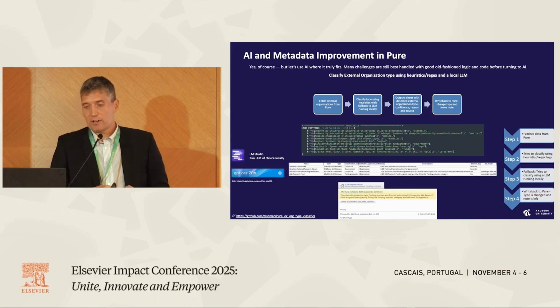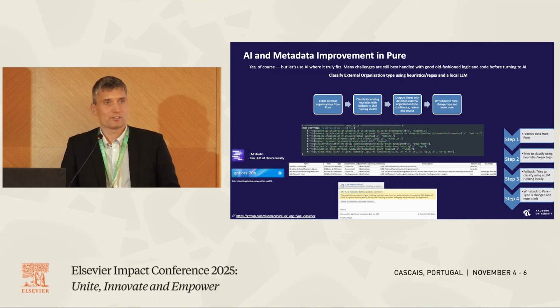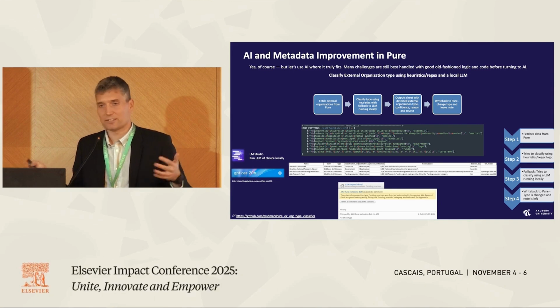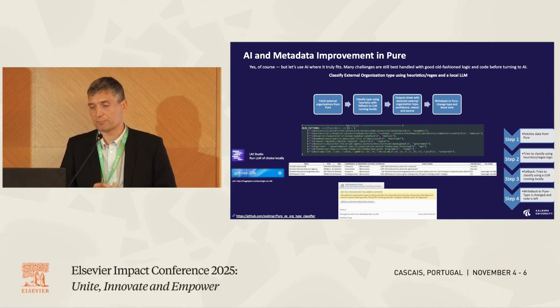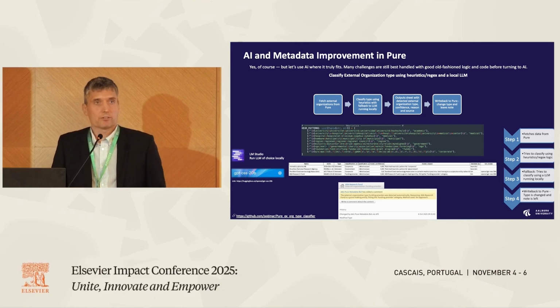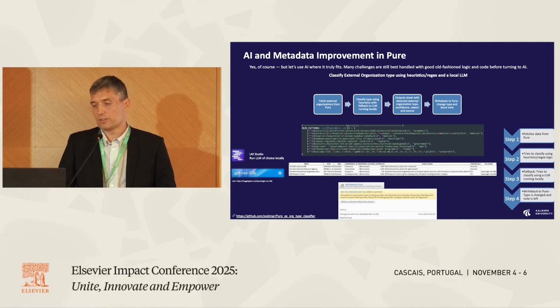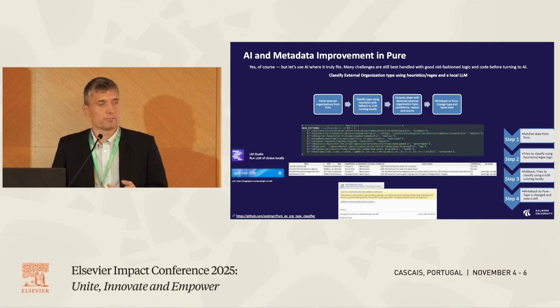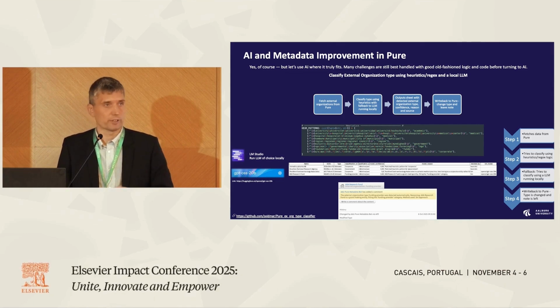No presentation without a bit on AI and how to use that as a way to improve metadata. I think there are like 1 million different use cases, but this is just a selected one for this presentation. There's a lot of potential, of course, in using AI to do things in Pure in terms of data quality. But I also think it's a consideration that we should use it where it truly fits. I mean, a lot of these challenges can also be solved faster and with fewer resources by just using good old-fashioned logic and code before turning to AI.